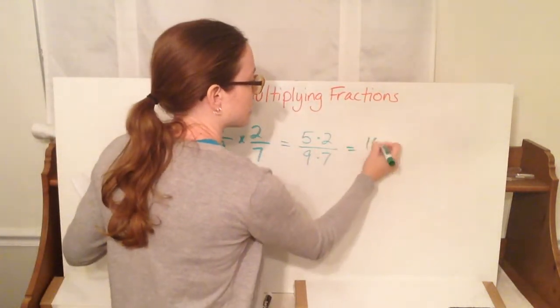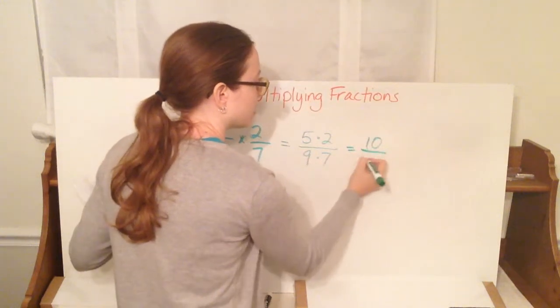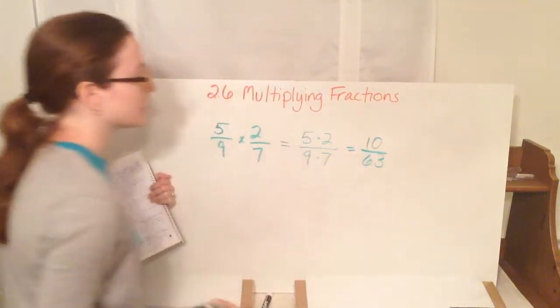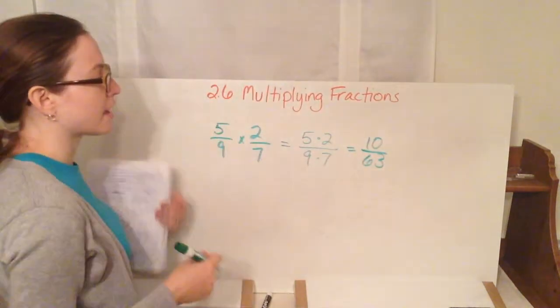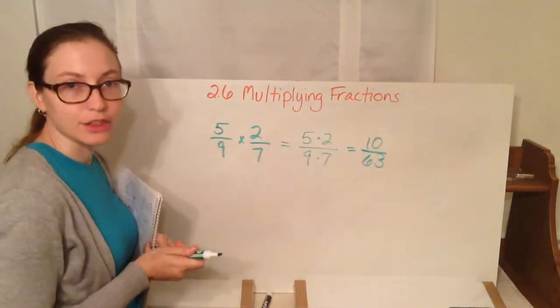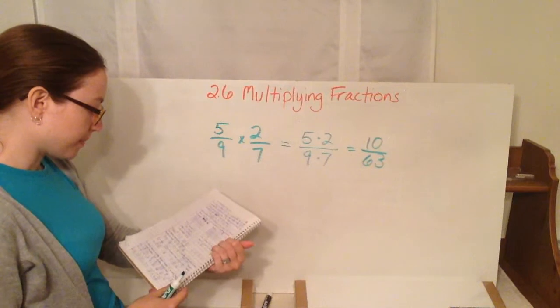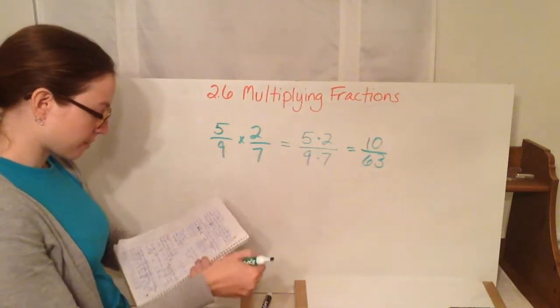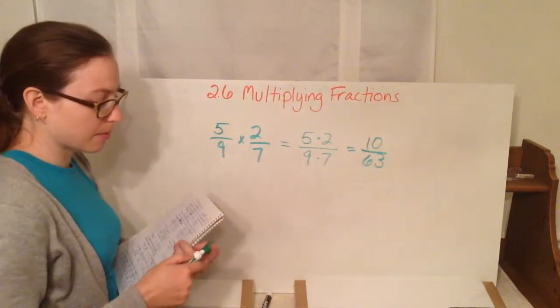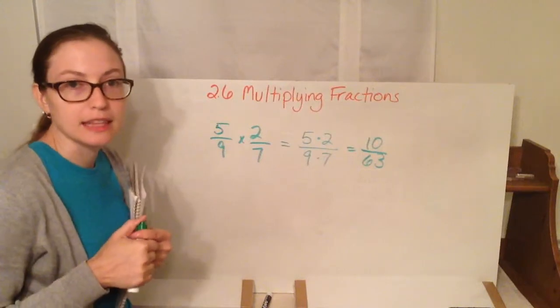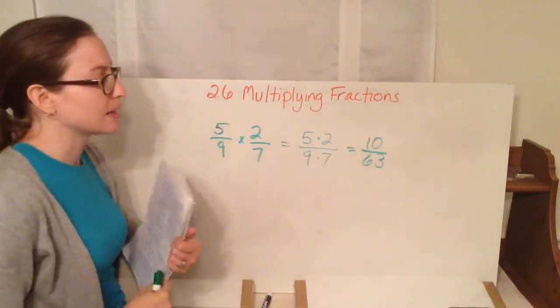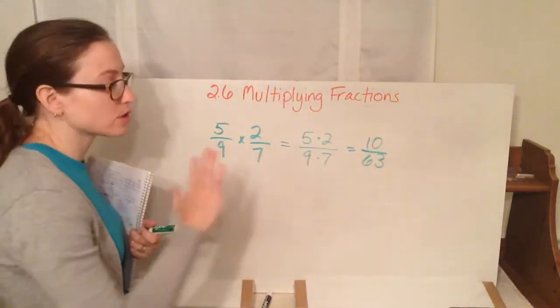5 times 2 is 10. 9 times 7 is 63. 5/9 times 2/7 is 10/63. Pretty straightforward. Okay? Occasionally, we might encounter some that need to be reduced at the end. 10 over 63, that doesn't need to be reduced. So we're done.